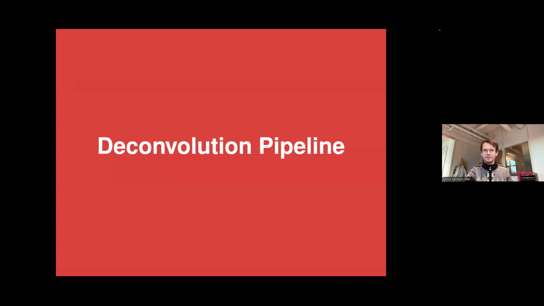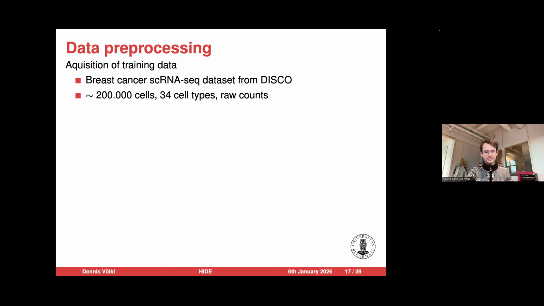As a second part of this webinar, I want to present an example deconvolution pipeline, like we also did in the article. We do this on breast cancer data. Therefore, we downloaded data from the Disco Immune Cell Atlas, which is single cell RNA sequencing data. We need this to create training and test bulks because the model needs data with the known ground truth proportions to learn those gene weights.